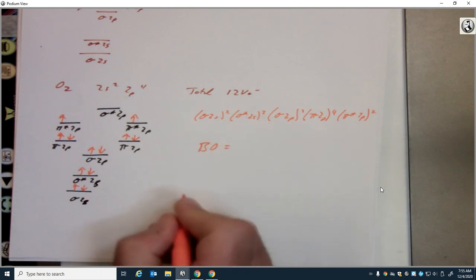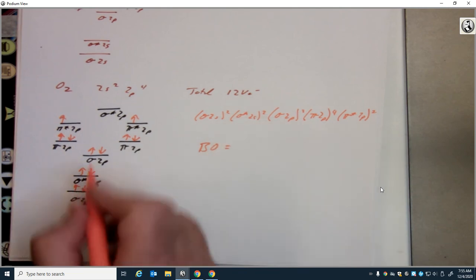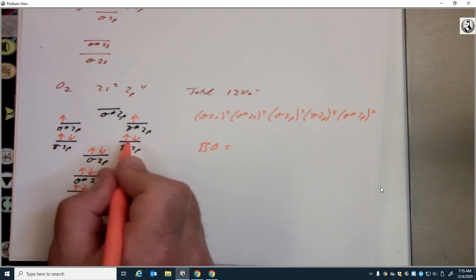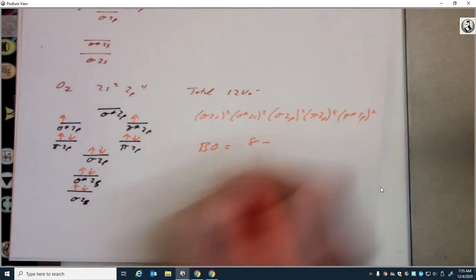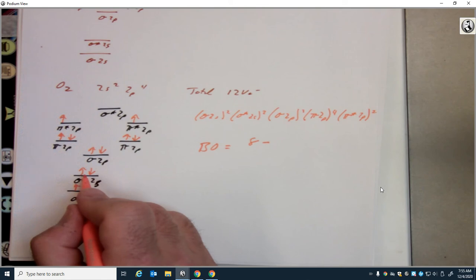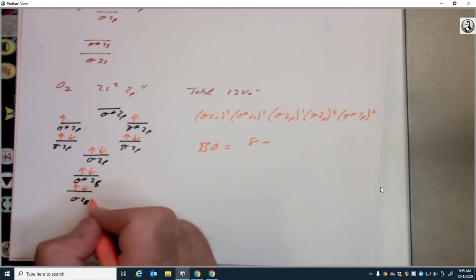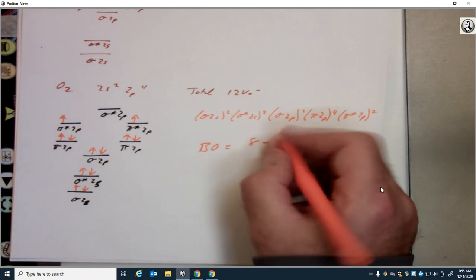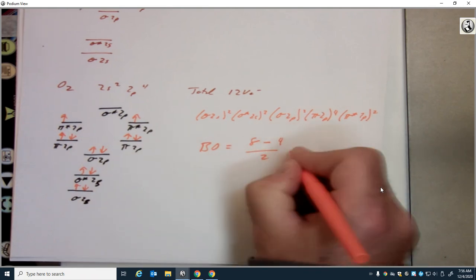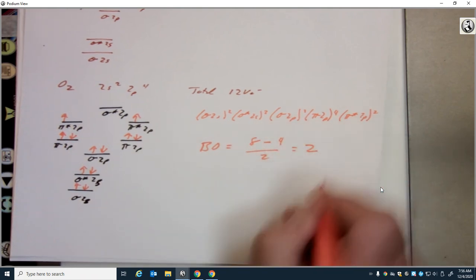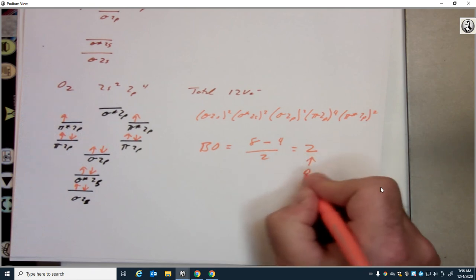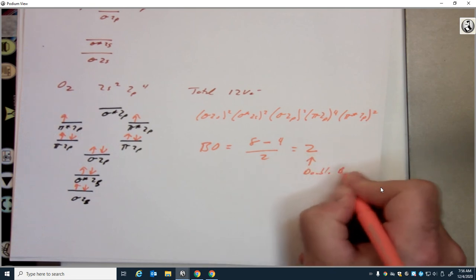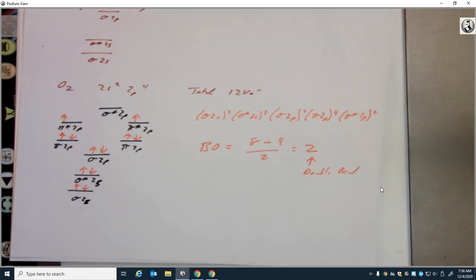Bond order. How many bonding do we have? 2, 4, 6, 8. Antibonding: 2, 1, 2, 3, 4. Divided by 2, which gives us 2. Double bond. We know diatomic oxygen has that double bond, so it works out pretty well.